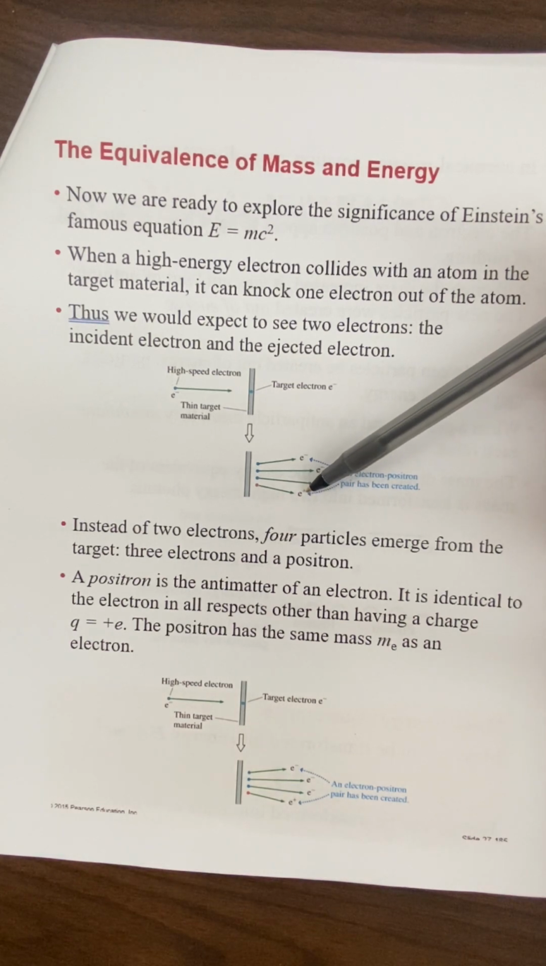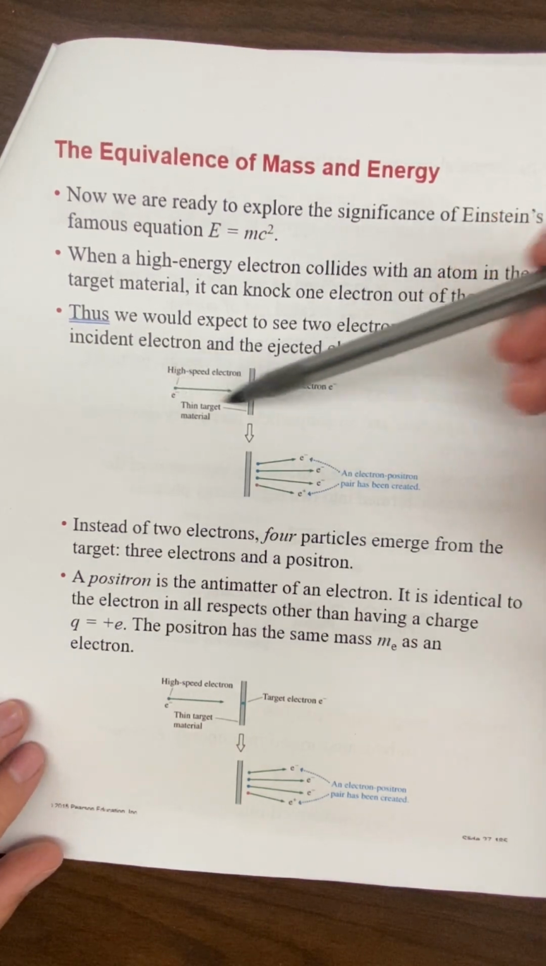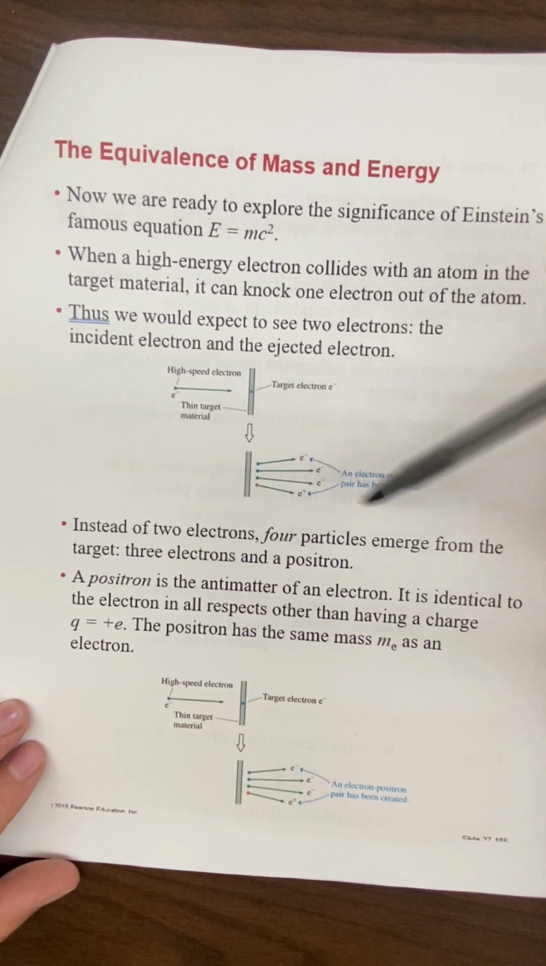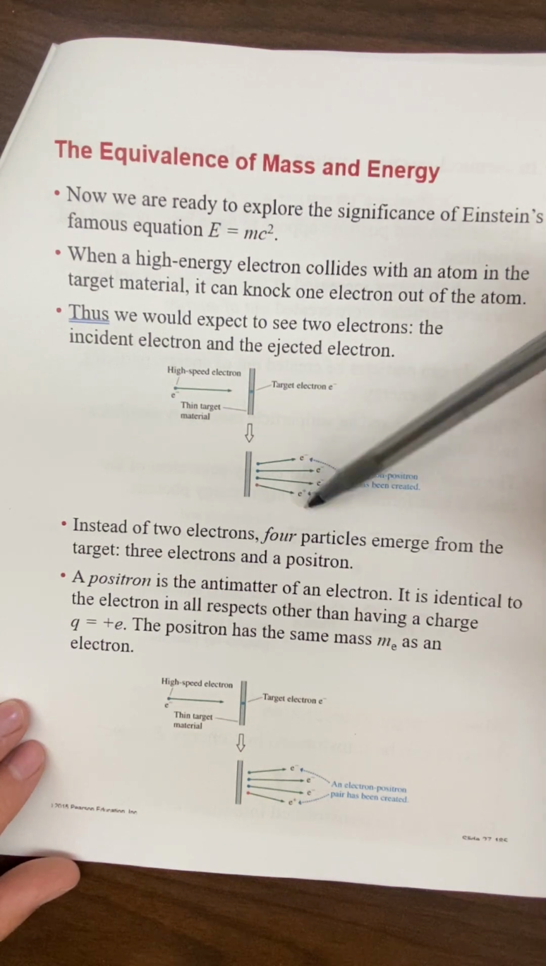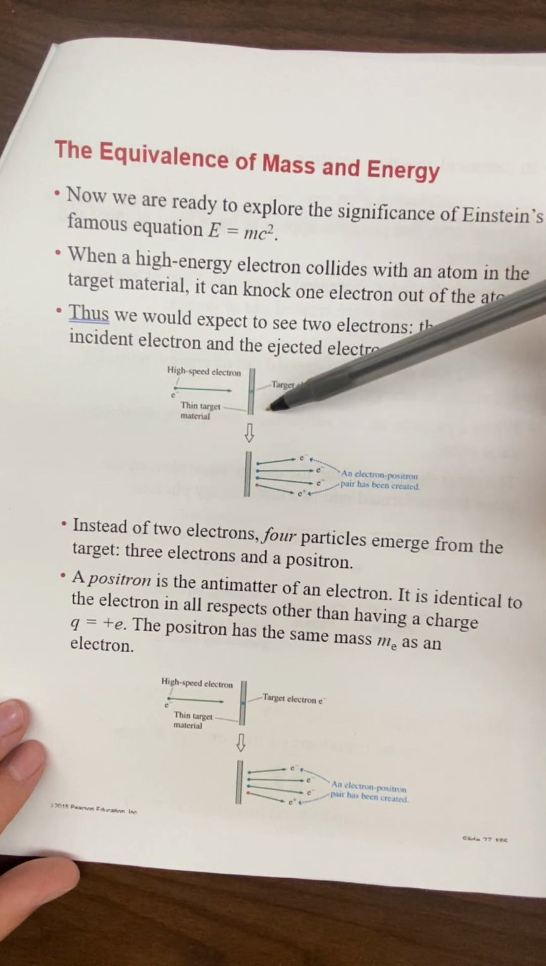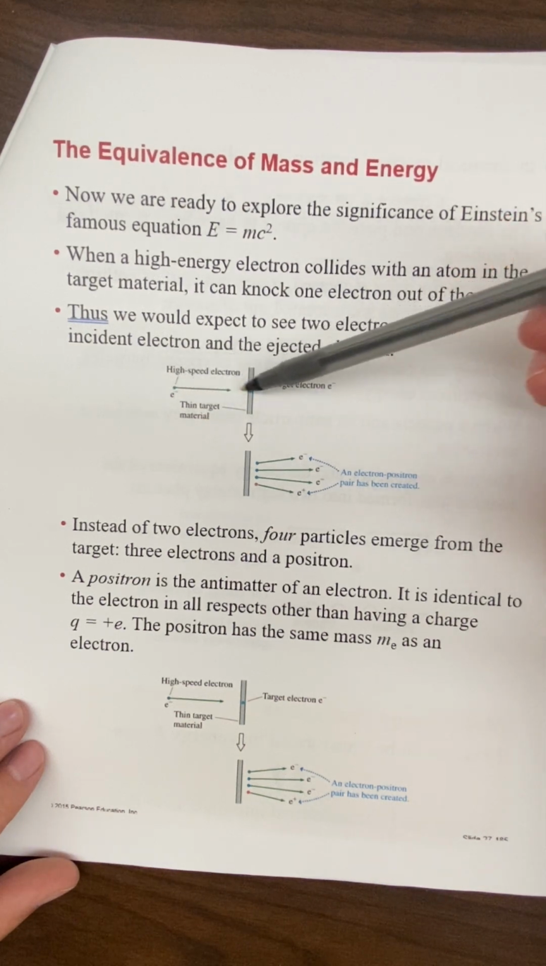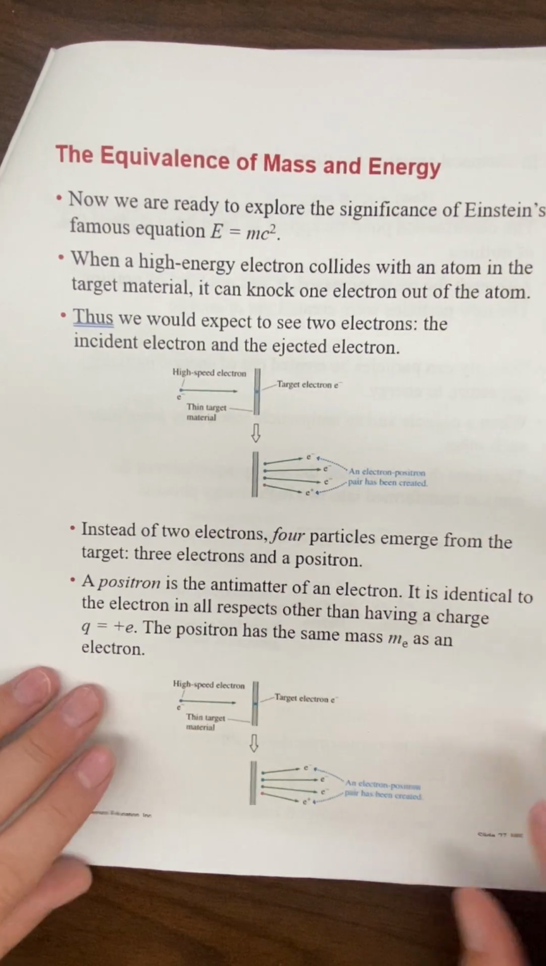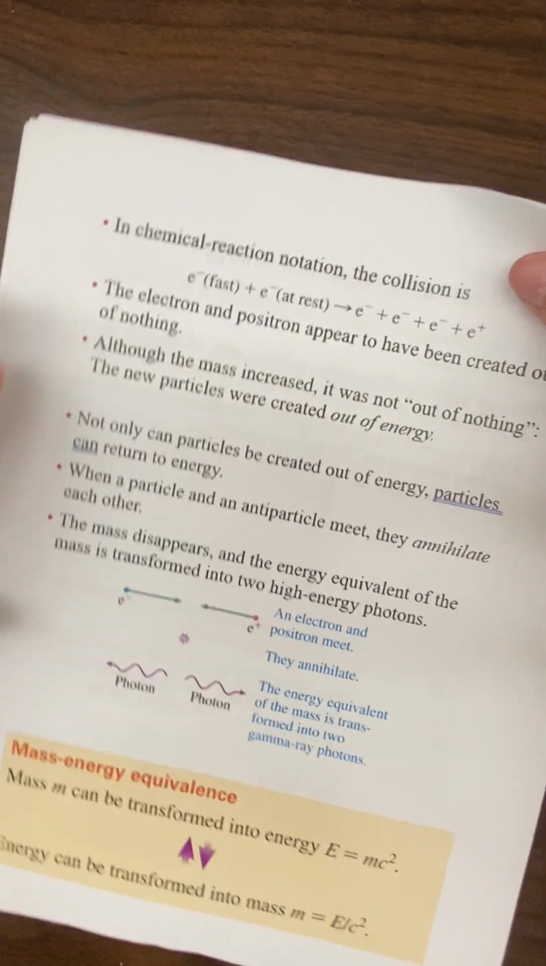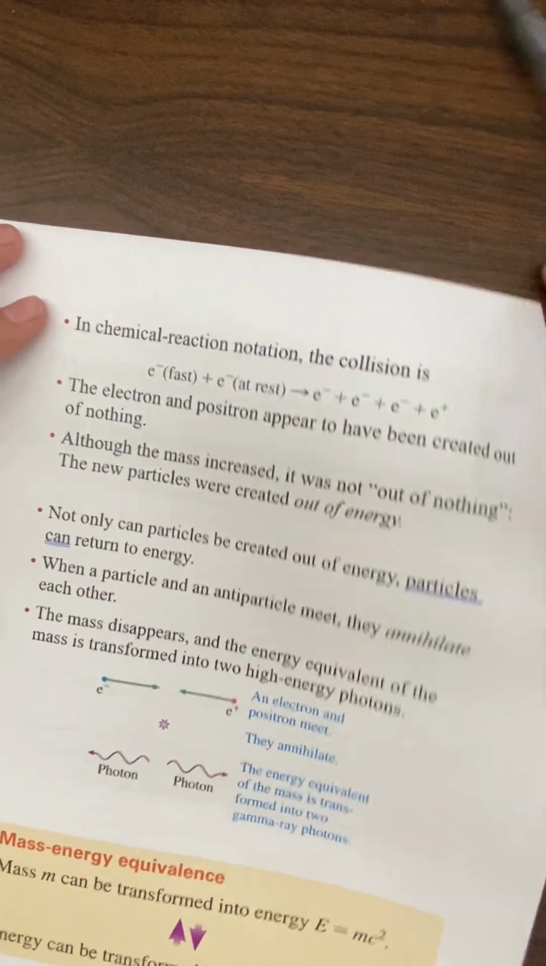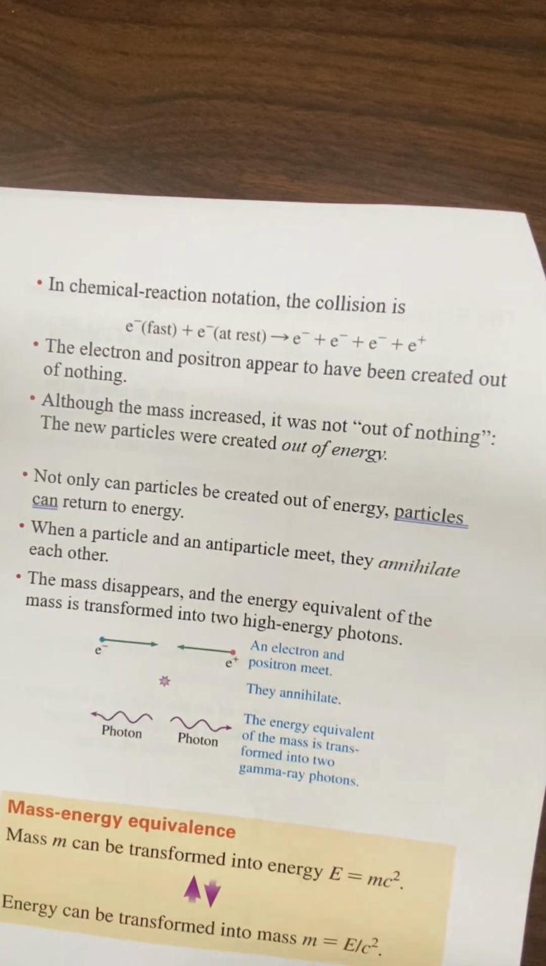A positron is a particle with the same mass as an electron, but with a positive charge. So what actually happens, instead of 2 coming out once it hits 1, 4 come out. And you can imagine these each have a mass, and so technically it looks like we created mass, right? Because we had 2 electrons worth of mass to start, and now we have 4. So the electron and positron, the extras, appeared to have been created out of nothing. Instead, they were actually created out of energy.